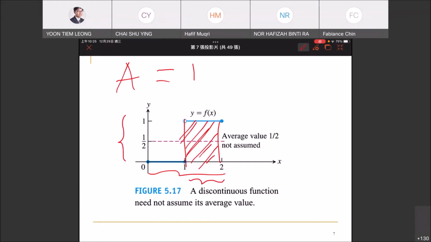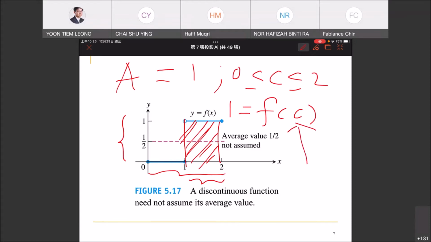But in this case, can you find a value of C that is lying between 0 and 2 such that the function evaluated at C is equal to 1? Can you find such a value of C in the interval of 0 and 2, where the function f at this point C is equal to 1? So obviously you can't, because sorry, I think you can or you can't.